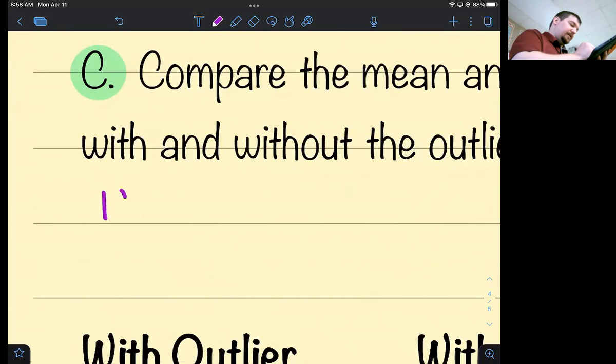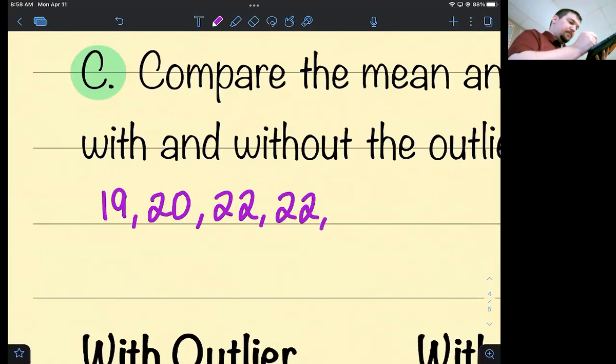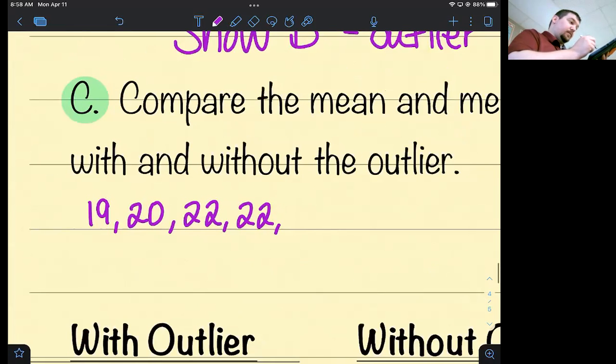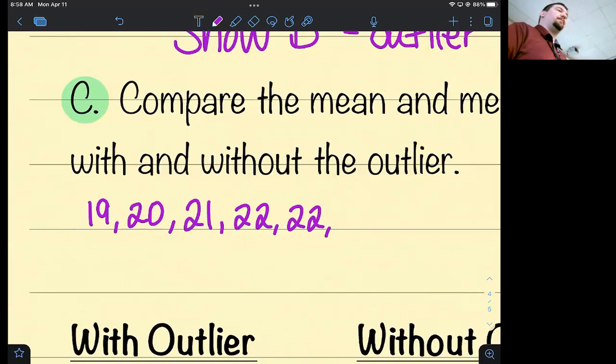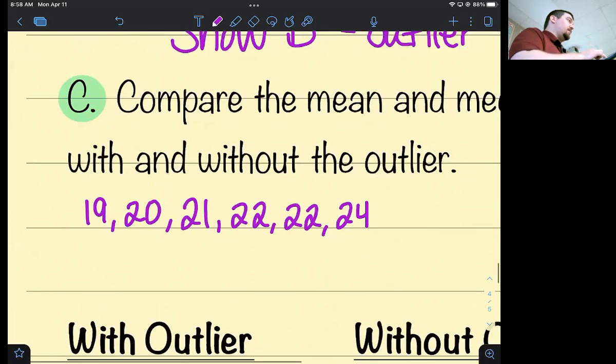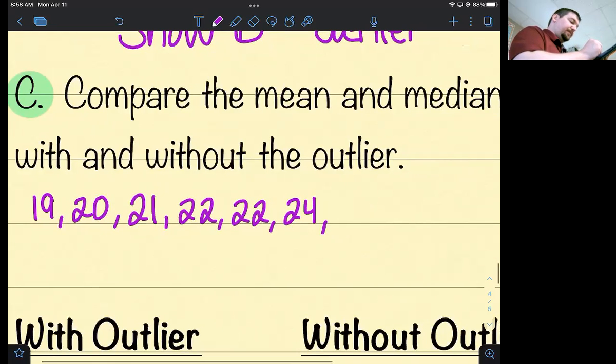19, next youngest. 20, next youngest. Okay, that would go before the 22. That's all right, that's why I like Notability. I just slide those over. 19, 20, 21, 22, 22. What comes after 22? 24. Okay, so that's halfway done. We have 6 numbers. We need 12. 25 is the next one. What's after 25? 25 again.